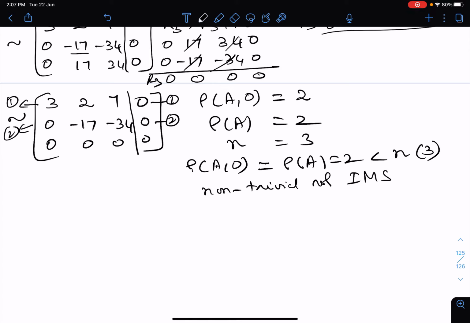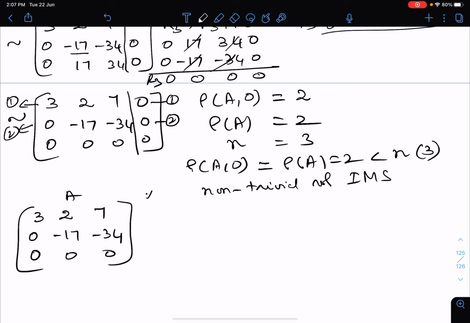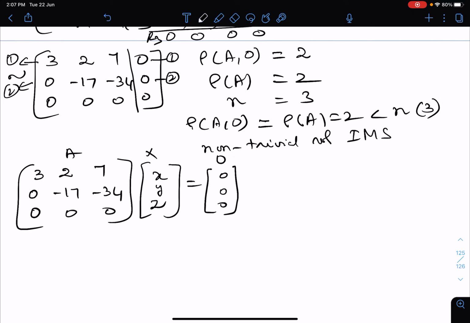First we will separate this augmented matrix into Ax equal to O. So you will get it as 3, 2, 7; 0, minus 17, minus 34; 0, 0, 0. This is going to be our A, and our X is going to be our unknowns, X, Y and Z, and our O is going to be our 0 column. Okay. Now by back substitution method, last row is fully 0, so when you multiply it becomes 0. So you are taking Z equal to T, an arbitrary constant where T belongs to the real number R.